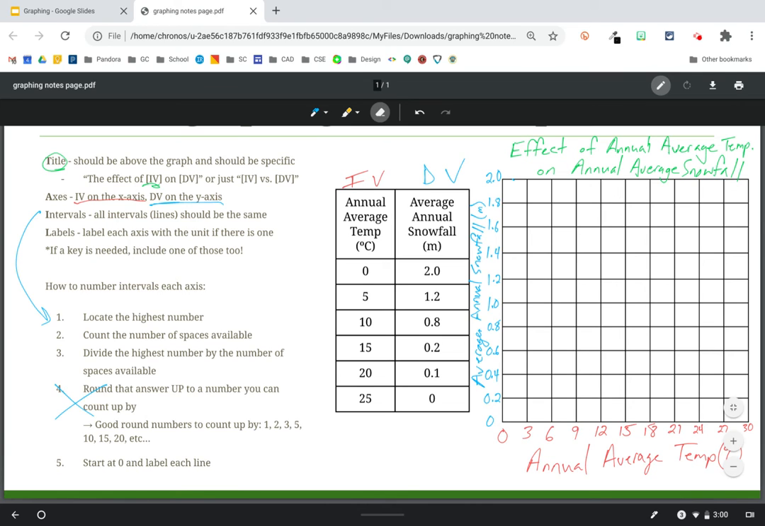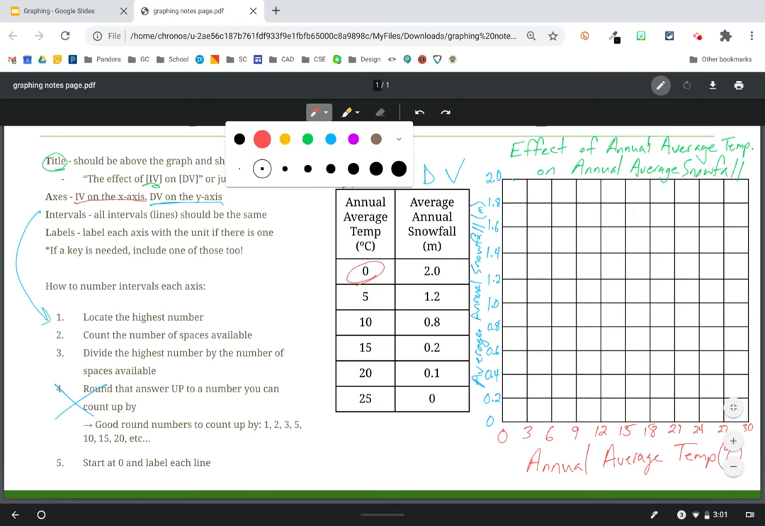So now to graph the data, what we're going to do is look at the first number of 0 and find that on the independent variable side on the bottom. So it's right here. And then we're going to make sure it goes all the way up to where it crosses the dependent variable at 2. And so the first data point is right here at the intersection of 0 temperature and 2 meters of snowfall.